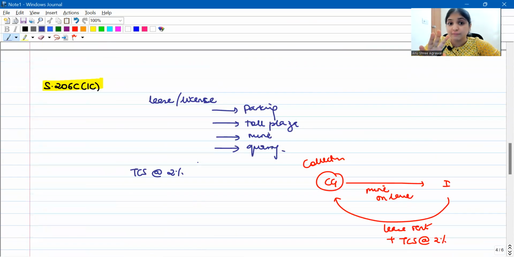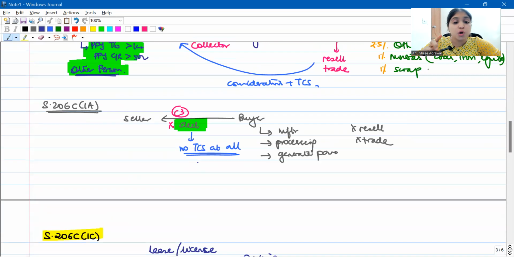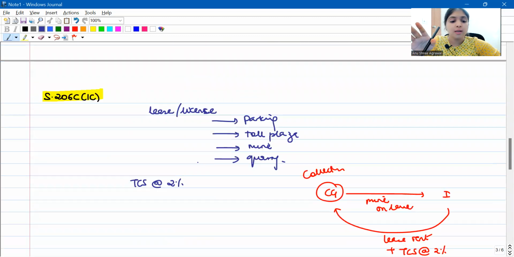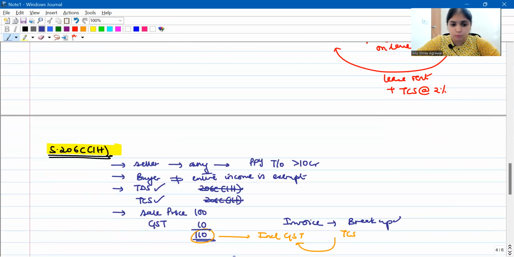So totally 4 sections I've taught you. 206C1: here we are talking about atoms. Then we spoke about the 206C1A declaration. If this declaration is given, no TCS at all. Then I taught you about 206C1C, where I'm taking a parking, toll plaza, mine or a quarry on lease. Now I have to pay lease rent. Along with lease rent, I'll pay TCS also at the rate of 2%.